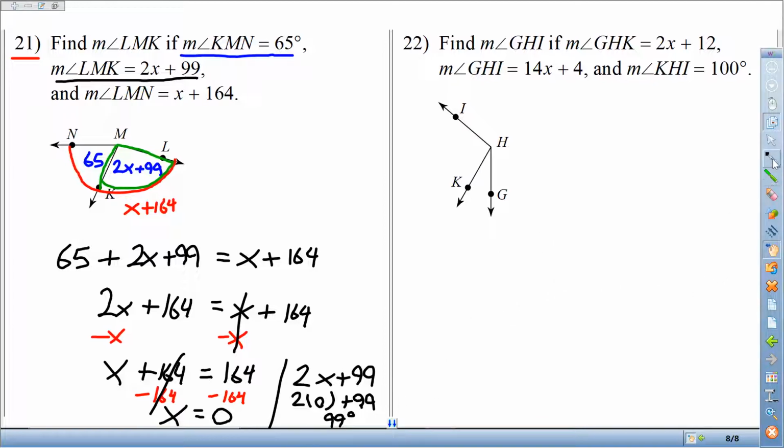Really, I should probably say angle LMK equals this. I got a little lazy on this, so let's point out angle LMK equals 99 degrees.